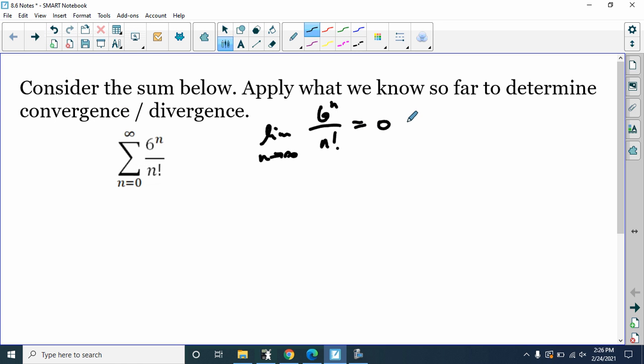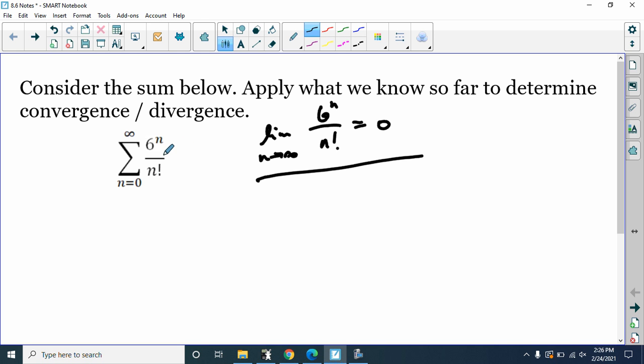So that doesn't tell us if it converges or diverges. It just doesn't automatically tell us that it diverges. So we can't use the nth term test. Notice this is not a geometric series. It's not telescoping. It's not alternating, so we can't use any of that.